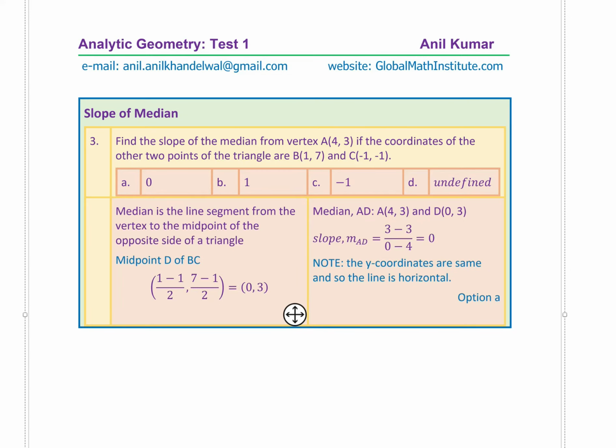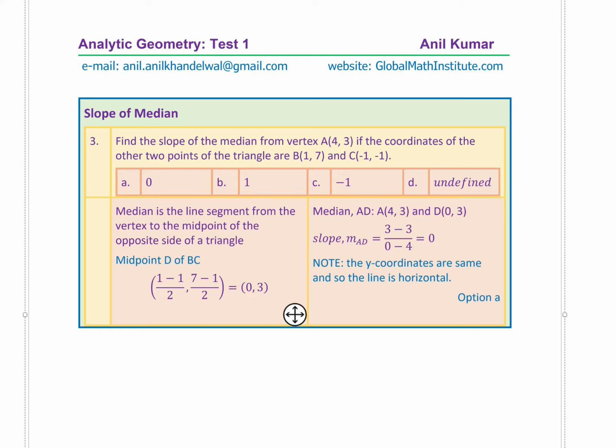Question number 3 here is, find the slope of the median from the vertex A (4, 3), if the coordinates of the other 2 points of the triangle are B is (1, 7) and C is (-1, -1). Now, what is the median? So in any triangle, median is the line segment from the vertex to the midpoint of the opposite side of the triangle.